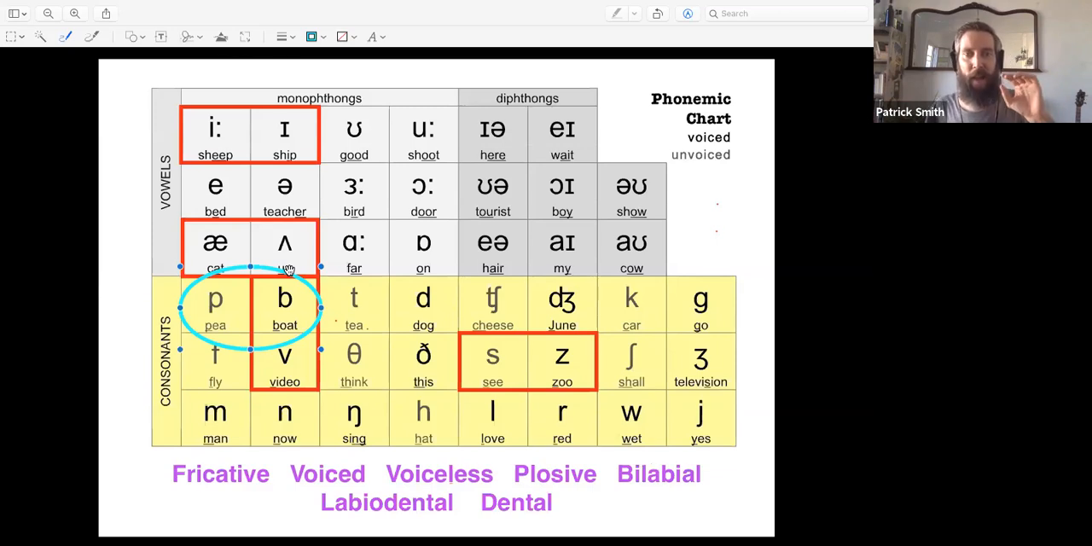Now, it's probably not that clear on the diagram, but if you look in the top right-hand corner, you'll see we've got these two phrases, voiced and unvoiced. Some people say unvoiced, others say voiceless. It doesn't matter, they mean the same thing, yeah? So voiceless or unvoiced. Now, what does that mean?